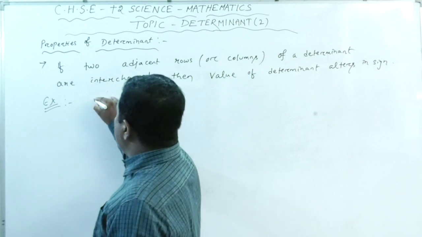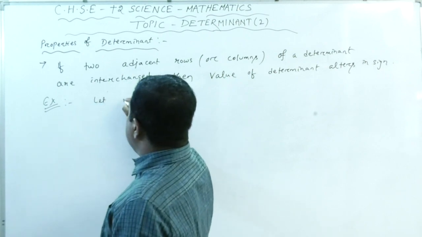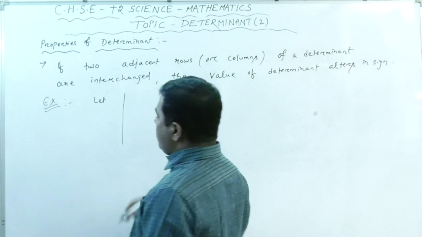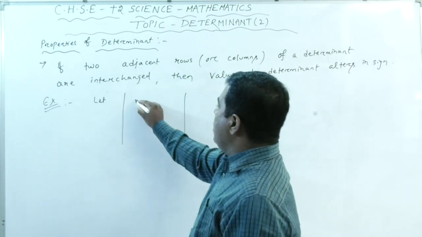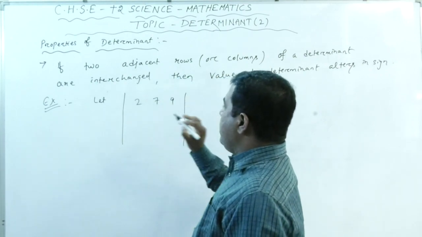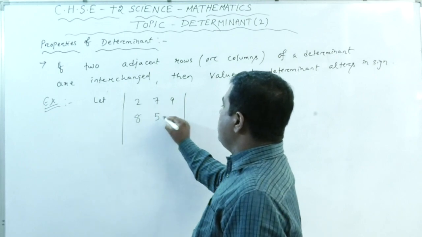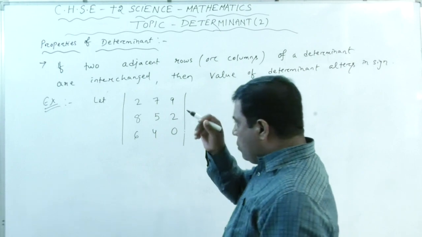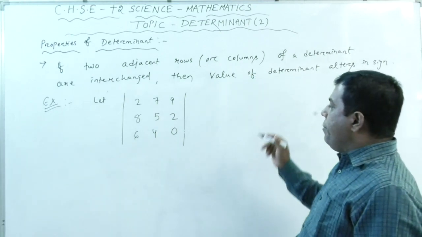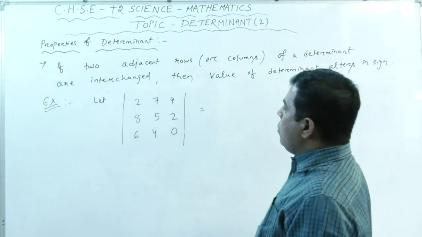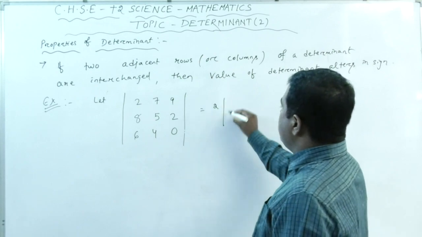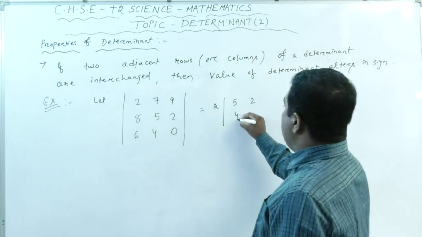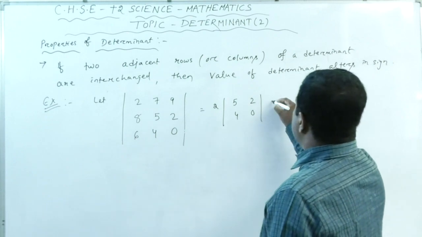Let us take one determinant. I am taking a third order determinant, and you can take one randomly. Let us find out its value. We know how to find it, it is 2 times of. Already we discussed the evaluation procedure to find the value.